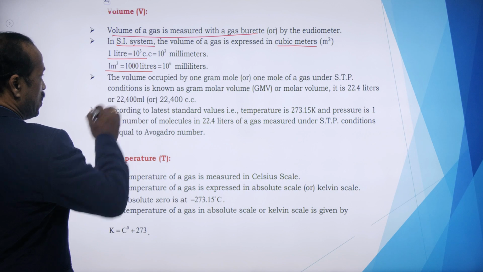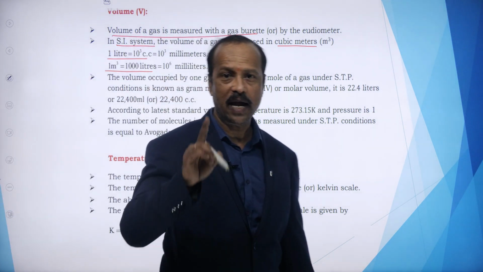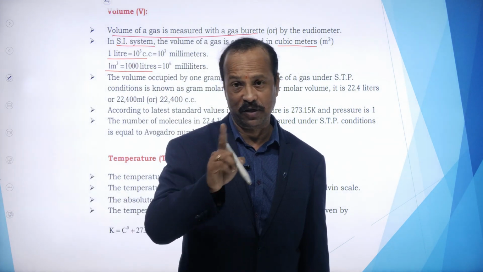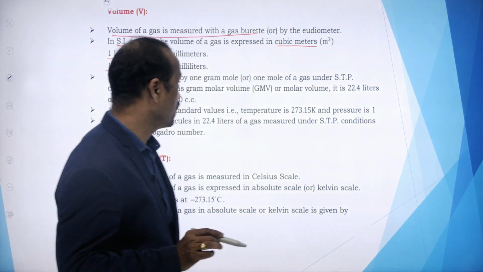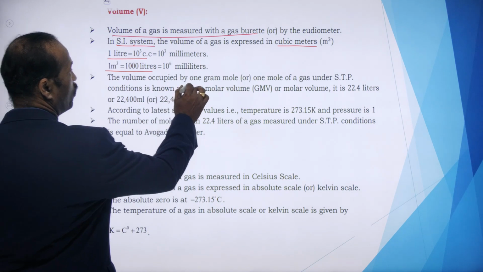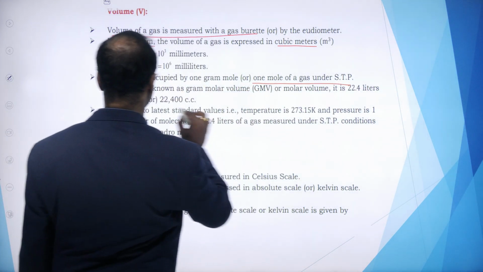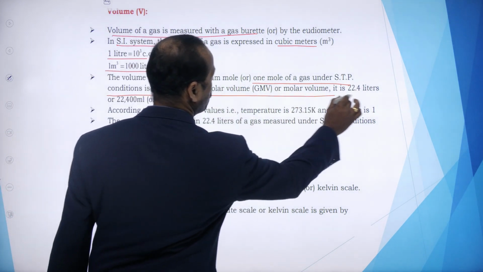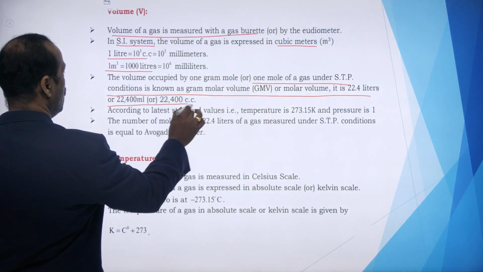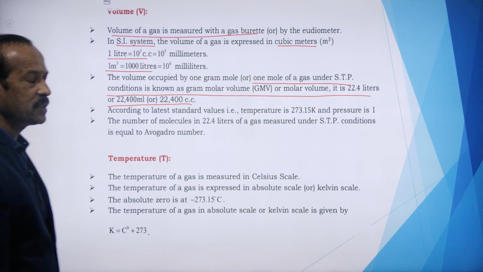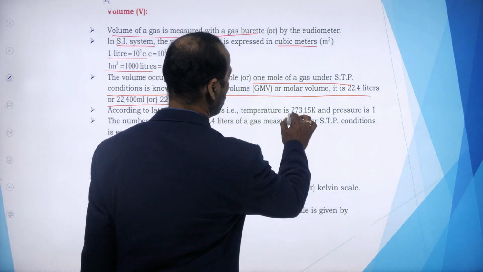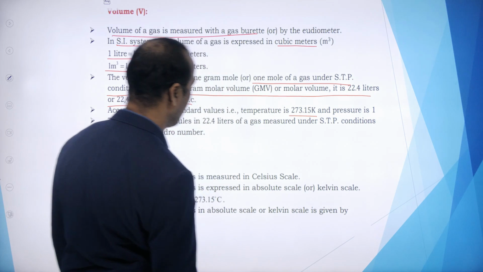Next, already in stoichiometry in the last class we discussed that at STP, that is standard temperature and pressure, 1 mole of any gas occupies 22.4 liters. So the volume occupied by 1 mole of gas under STP conditions is 22.4 liters, that is 22,400 ml. And what is the standard temperature? Standard temperature is 0 degrees Celsius, which is also equal to 273.15 Kelvin.